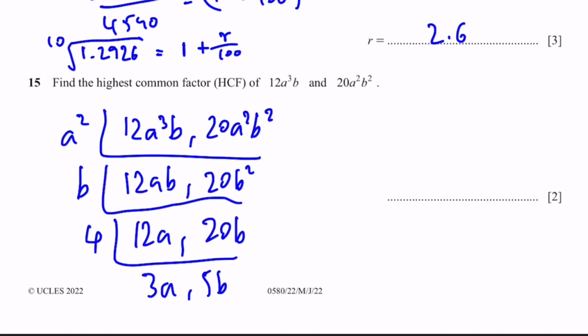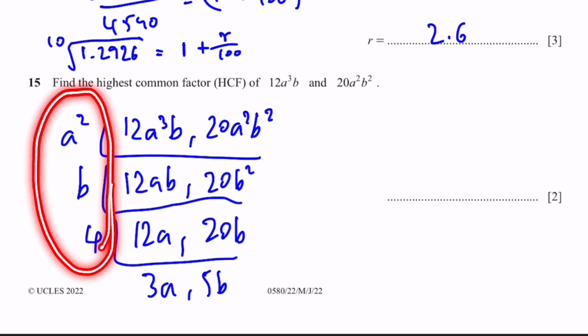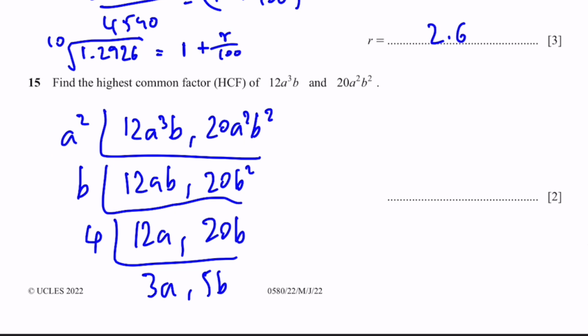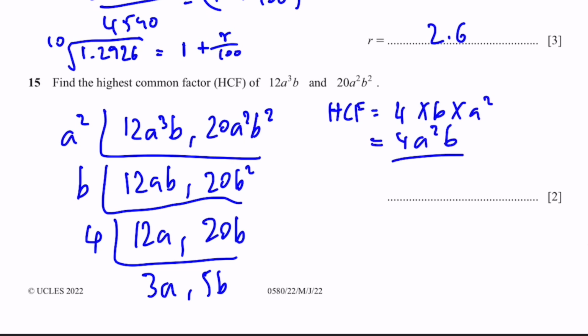And the HCF will be everything on this side multiplied by each other. So HCF is equal to 4 into b into a squared, which is equal to 4a squared b. That's the answer.